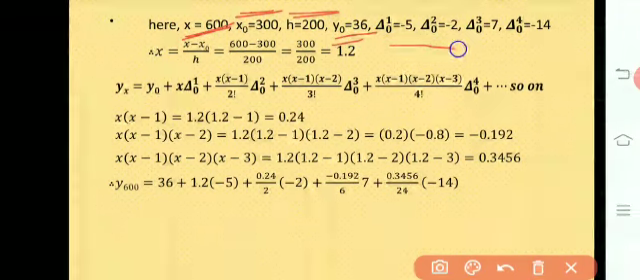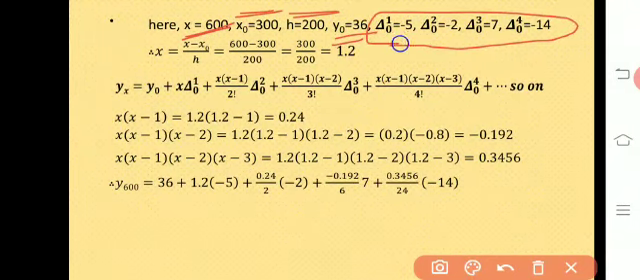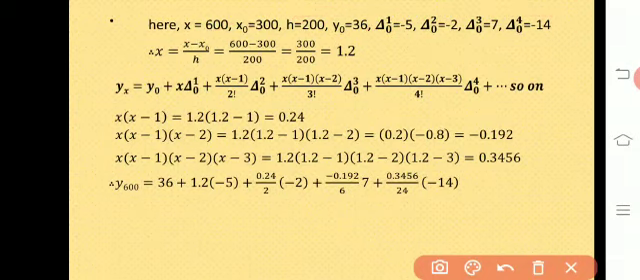Then all these values we have seen in the previous table, that is delta 0 raised to 1 is equal to minus 5, delta 0 square is equal to minus 2, delta 0 raised to 3 is 7, and delta 0 raised to 4 is equal to minus 14. Then we need to find u. Here u is equal to x minus x0 upon h.